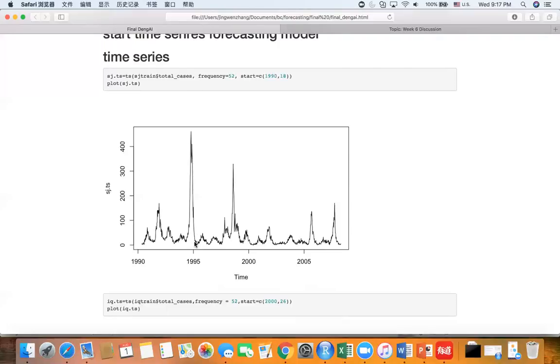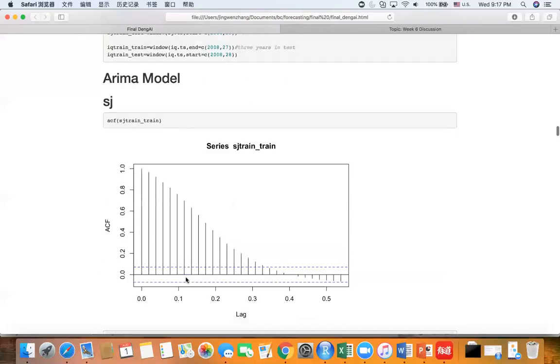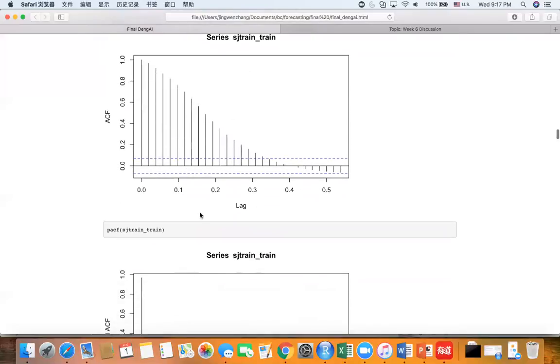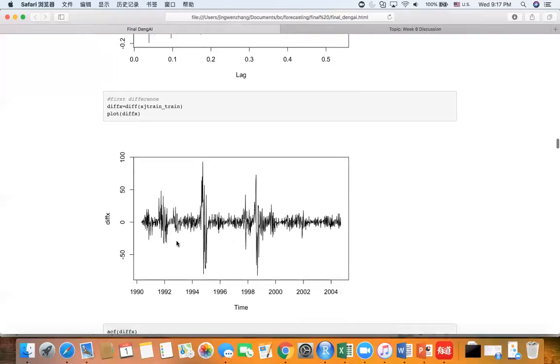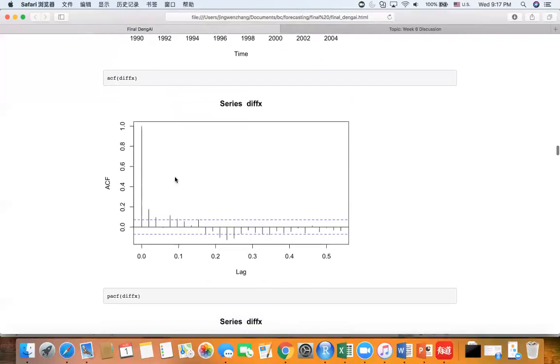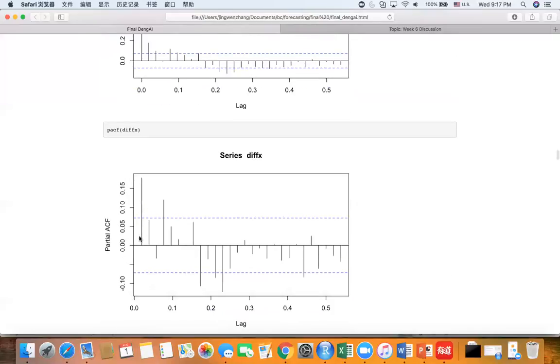I do check the history of that time, and the real data says it really happened at that time, and there is a government report on how they fought the dengue disease. Okay, sorry, back to the ARIMA model. And then this is non-stationary, so I want to make it stationary, so I make the first differences. And then the ACF graph, PACF.